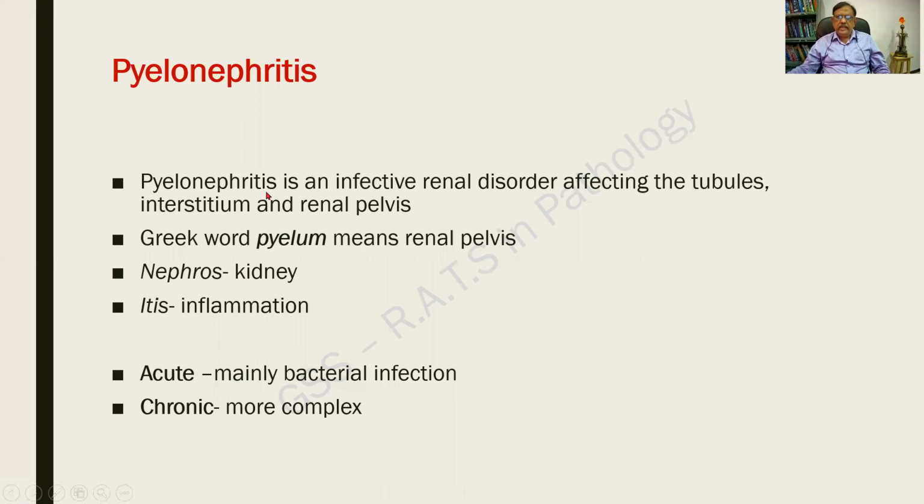It is defined as an infective renal disorder affecting the tubules, interstitium, and the renal pelvis. The Greek word pyelos means pelvis and nephros means kidney. Itis obviously means inflammation. Hence, pyelonephritis is an inflammation of the kidney secondary to infection.